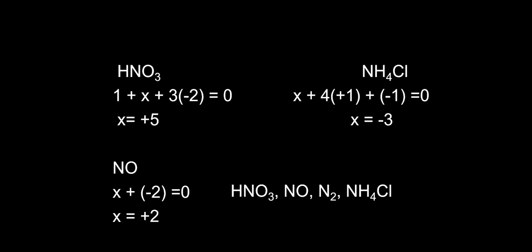1 is for hydrogen, plus 1, plus 3 into minus 2. Oxygen always has an oxidation state of minus 2, except in a few cases. The sum will be equal to 0, so X will be equal to plus 5. In NH4Cl, in the very same way, if you calculate X, you will get minus 3. In NO, nitric oxide, you will get plus 2. And in N2, since it is in elemental state, it will be 0. So if you keep it in order, it will be plus 5 first for HNO3, then NO plus 2, then N2 0, and finally the least is minus 3, which is for NH4Cl. So that is the correct order.